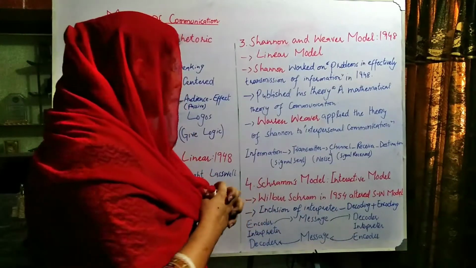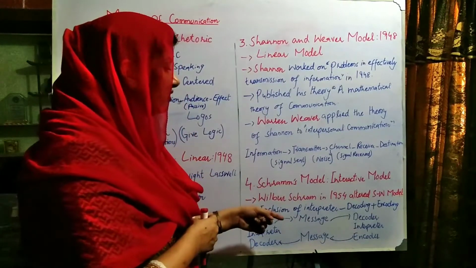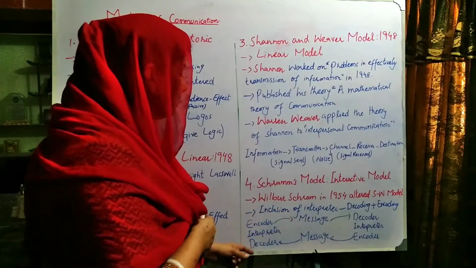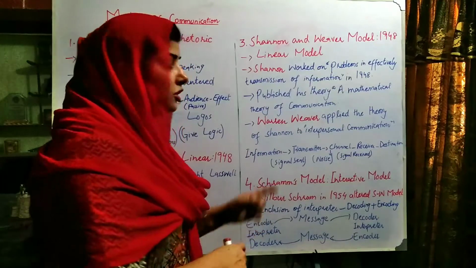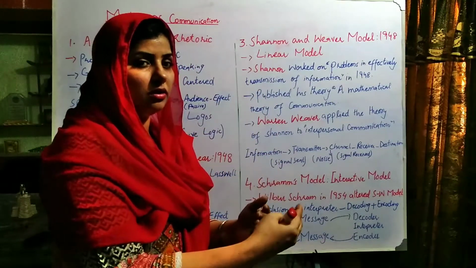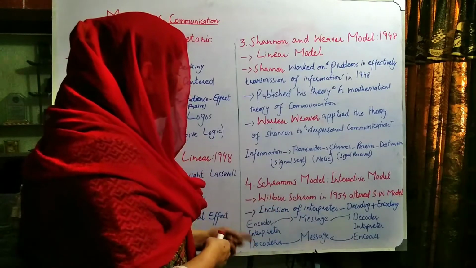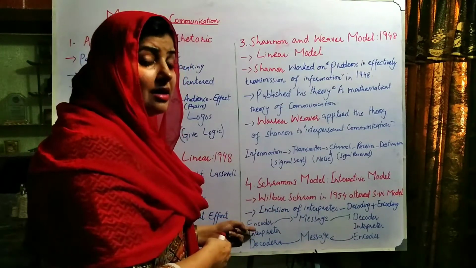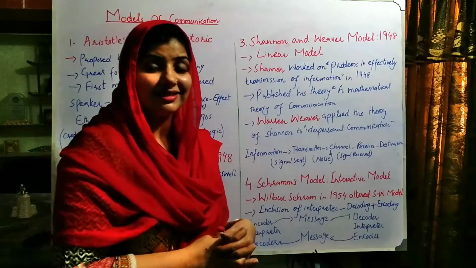The model narrates itself as encoder, message, decoder, interpreter, encoder, message, decoder, interpreter, encoder. So this is circular and the process goes on. He says that the encoder, the sender, can be the receiver and the receiver can be the sender.